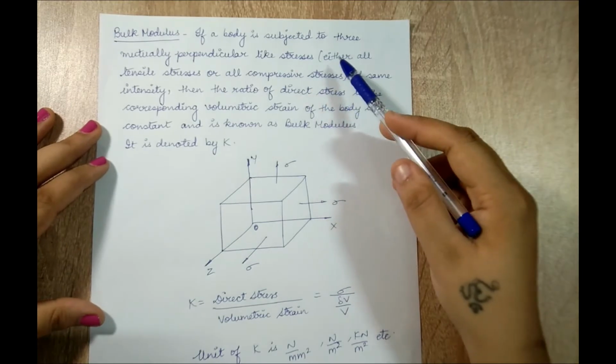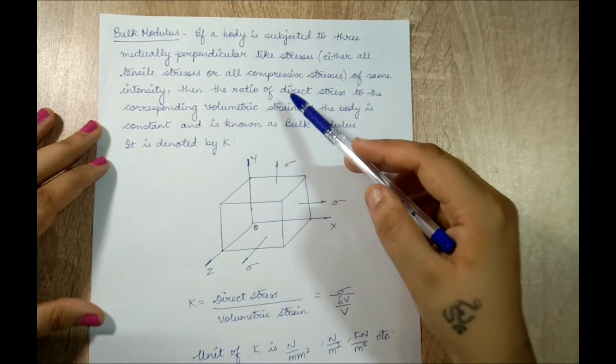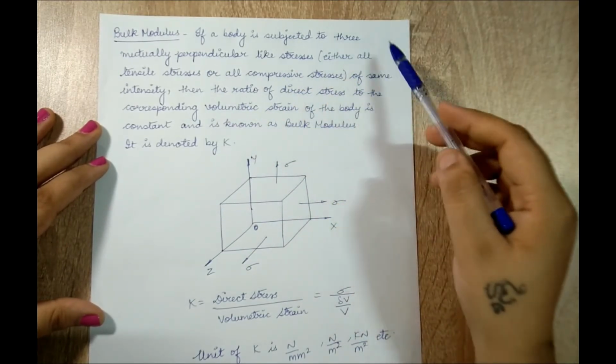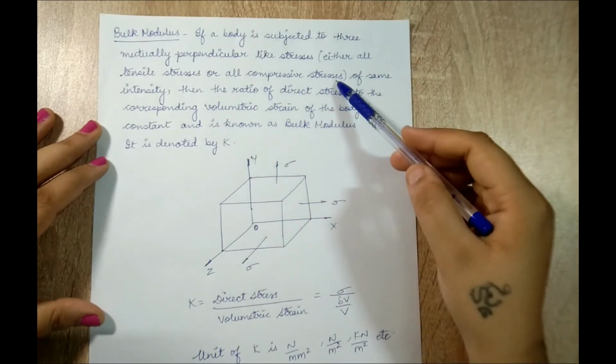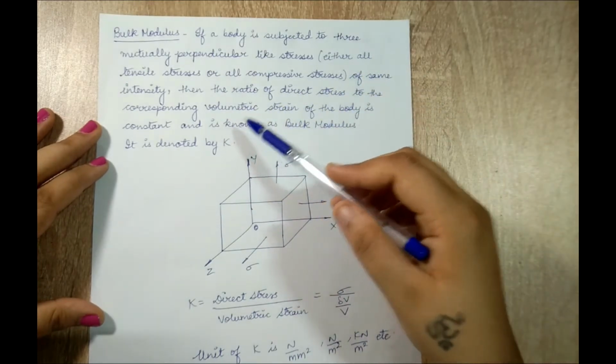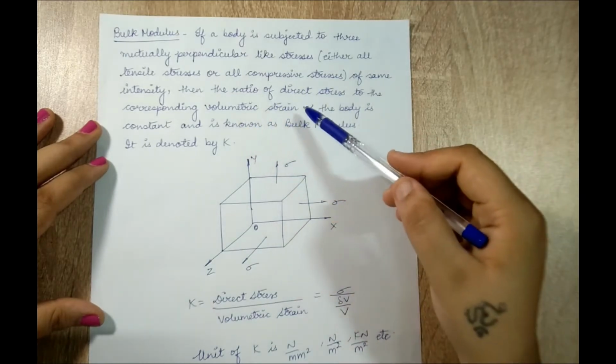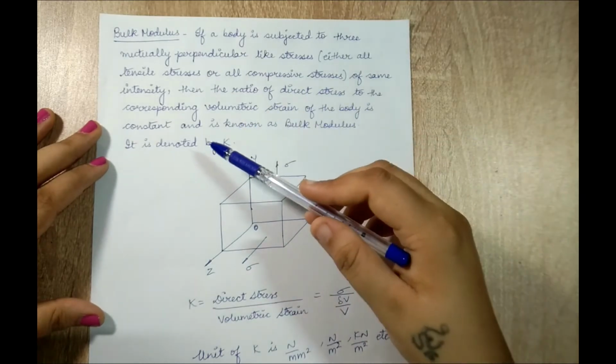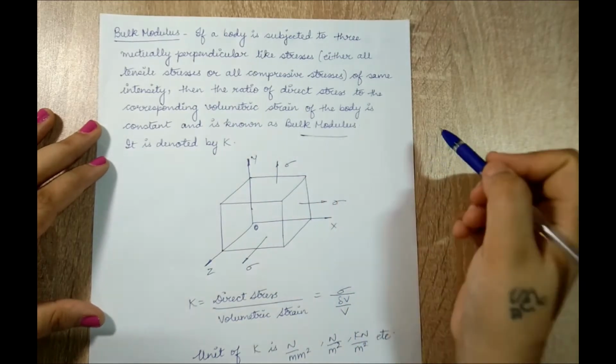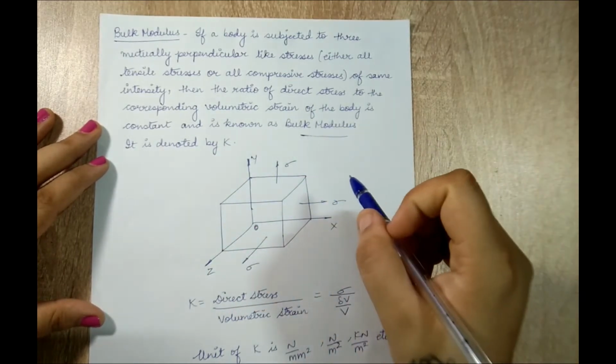If a body is subjected to three mutually perpendicular stresses, either all tensile or all compressive, of the same intensity, then the ratio of direct stress to the corresponding volumetric strain of the body is constant and is known as bulk modulus. It is denoted by K.